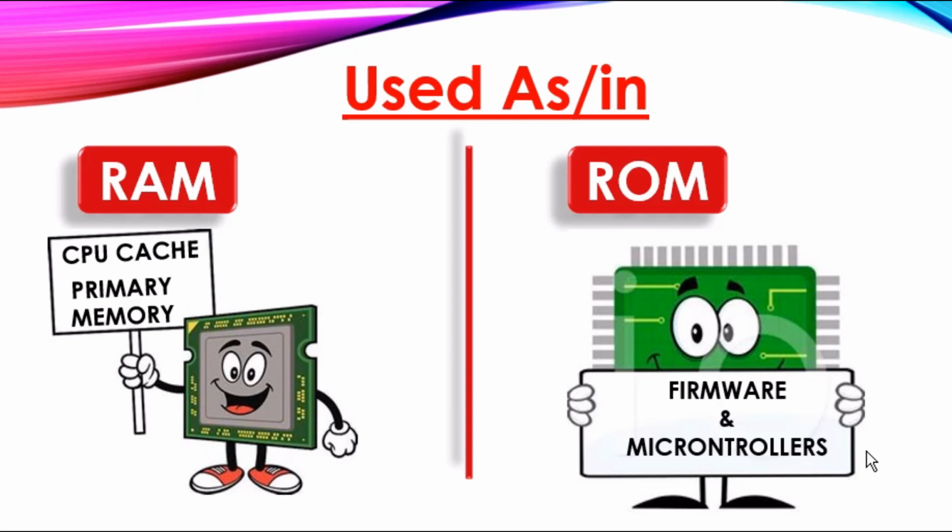This is based on the applications, or what the RAMs and ROMs are used as or used in. Now, due to its high speed and temporary storage, the RAM is used as the CPU cache and as the working memory or the primary memory of a computer, while the ROM, that is the read-only memory, is used as firmware and in microcontrollers. One of the firmware's applications is the BIOS, which is used to turn on a computer.